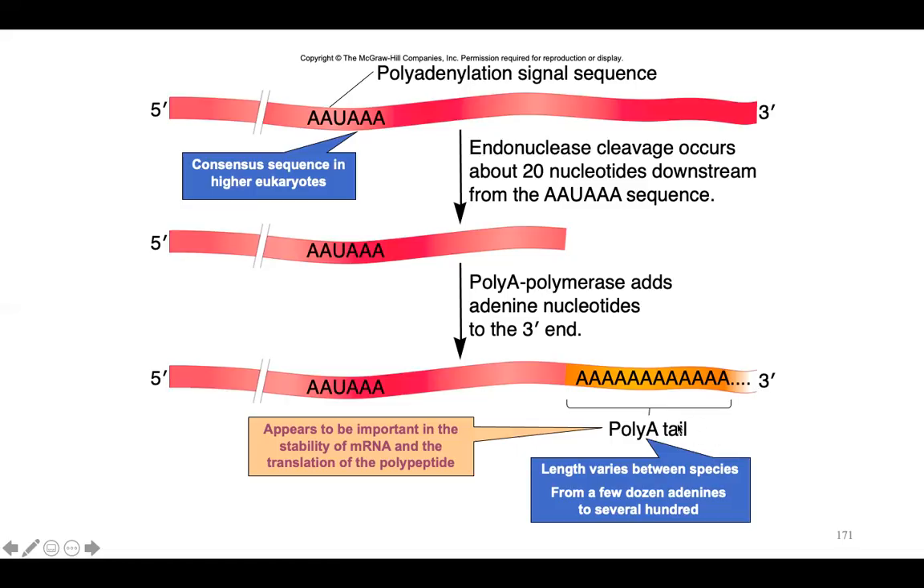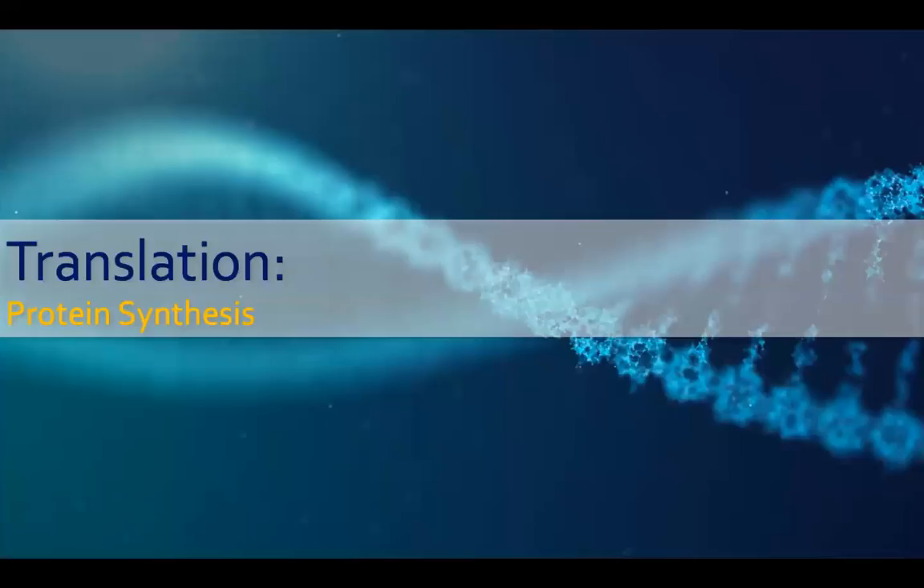And what is the function of that poly-A tail? The poly-A tail appears to be important in the stability of mRNA and also in the translation of the polypeptide. The poly-A tail varies between species. It can be a few dozen adenines to several hundred. So that ends the process of transcription.